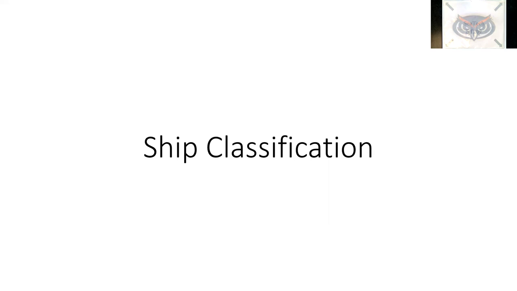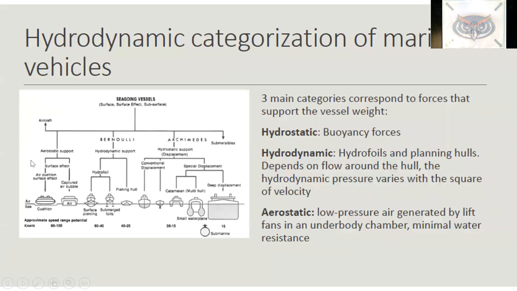That's the general idea of what ship geometries look like. Now, let's talk about ship classification. We've already touched upon this a little bit. We talked about how a cargo ship looks very different from fast craft, and all of these different types are classified into different classes. There are three main categories: hydrostatic hulls, hydrodynamic hulls, and aerostatic hulls. The word basically describes what the hull does.